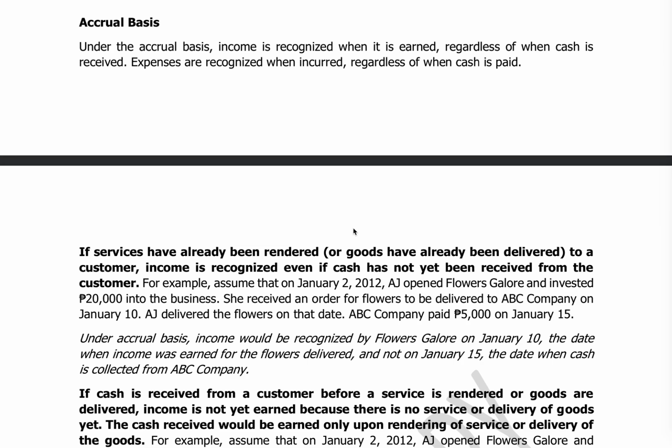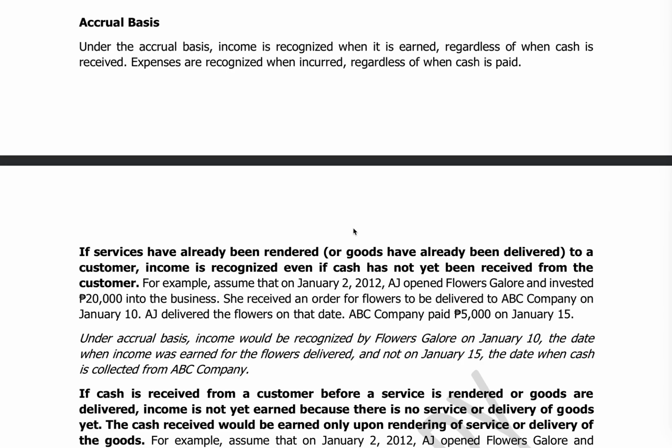So, in the simple sense, you recognize the income pag na-render mo na yung service or na-deliver mo na yung goods. So, when do you recognize income? You recognize income when the goods are delivered or when the service is rendered. Not when the payment for the sale of goods or the payment for the sale of service was received. It is not when the cash was received, it is when it is earned.